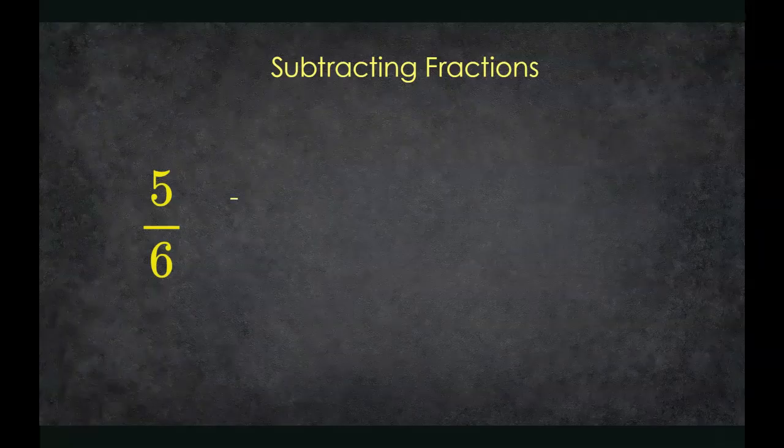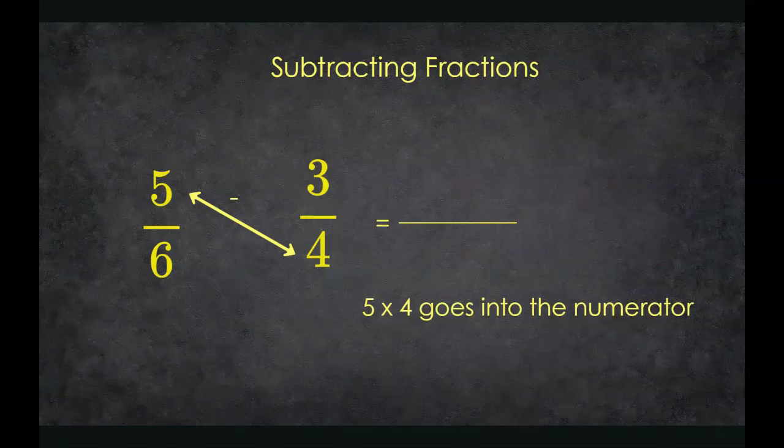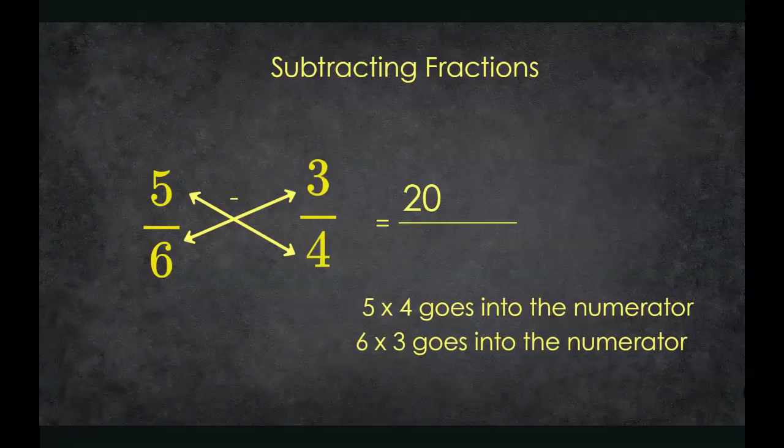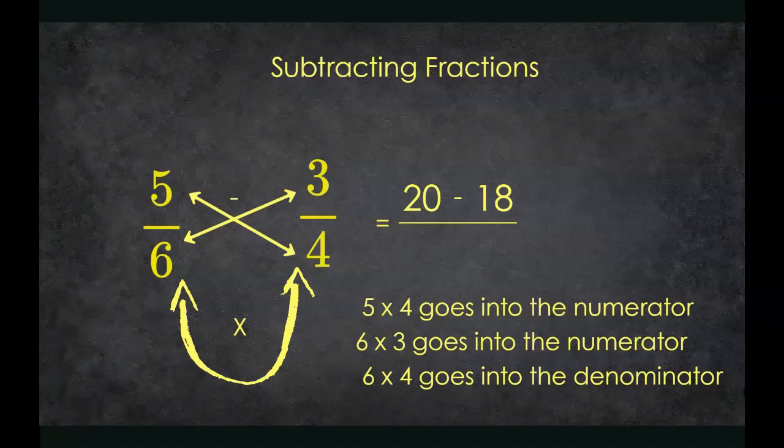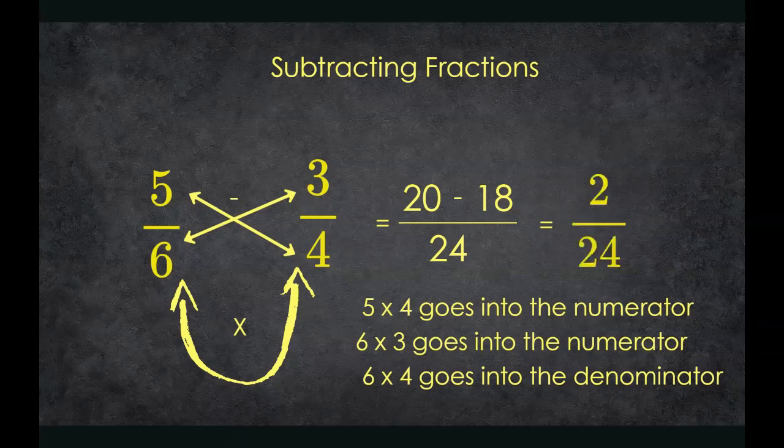We are going to take a look at one more example, subtracting 5/6 minus 3/4. I am going to criss and get 5 times 4. That's 20. Cross 6 times 3. That is 18. So I'm going to subtract 20 minus 18. And then I'm going to be multiplying the denominators. 6 times 4. That is going to be 24. 20 minus 18 is 2. And 24 is our denominator.